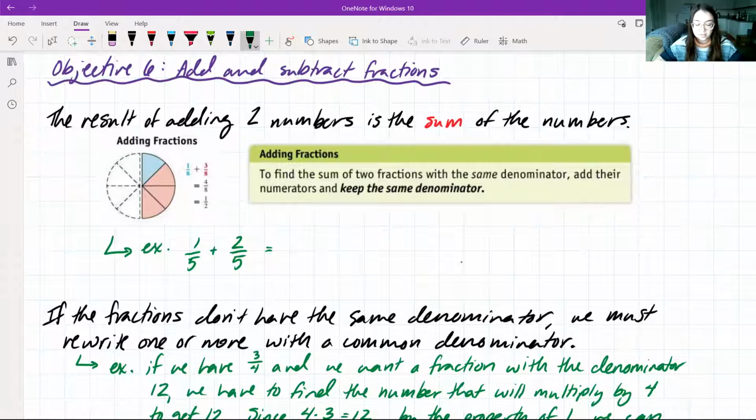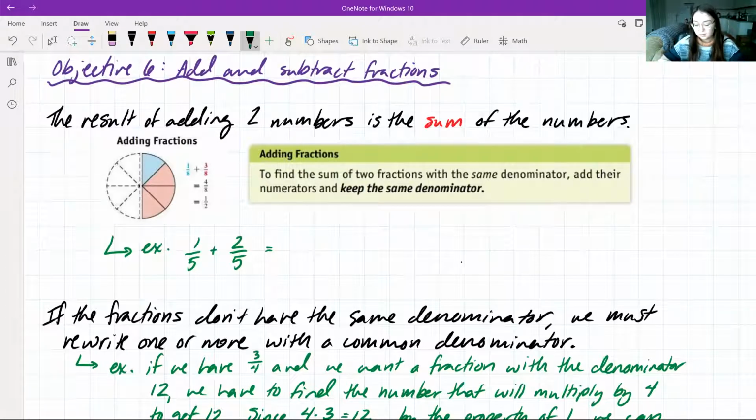So when we add fractions to find the sum of two fractions with the same denominator, we want to add their numerators and keep the same denominator. This is the key if they have the same denominator. We can also consider our image here with adding fractions. We have 1/8 of the circle plus 3/8 of the circle. In this case they do have the same denominator, so we're just going to add our numerators together, and that's going to give us 4/8, which we know we can simplify into 1/2.